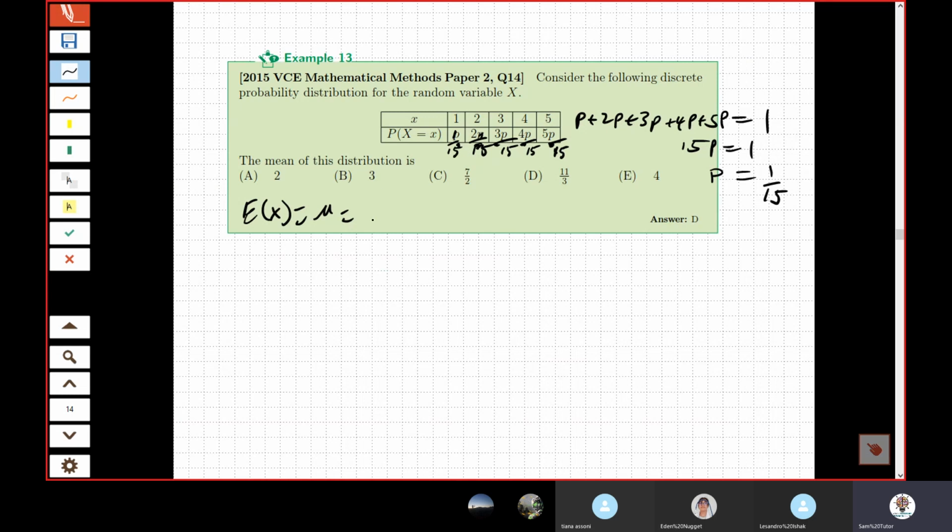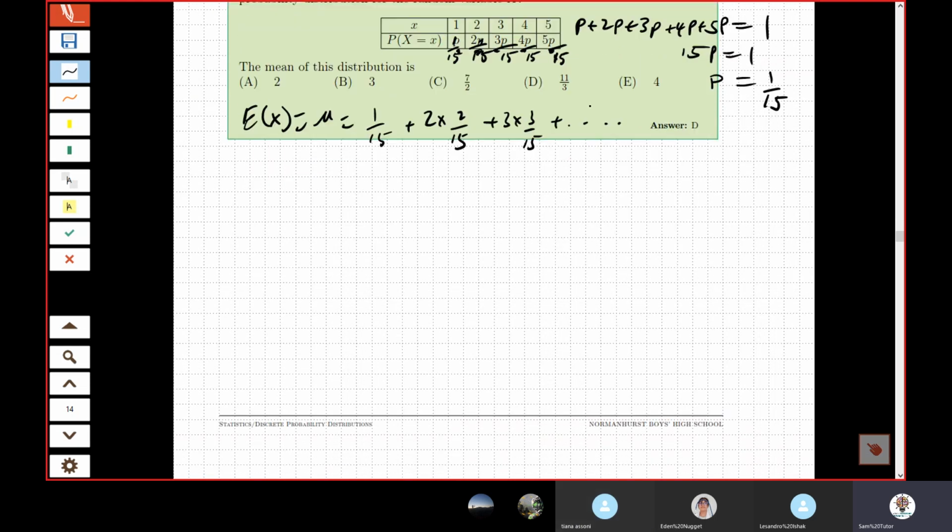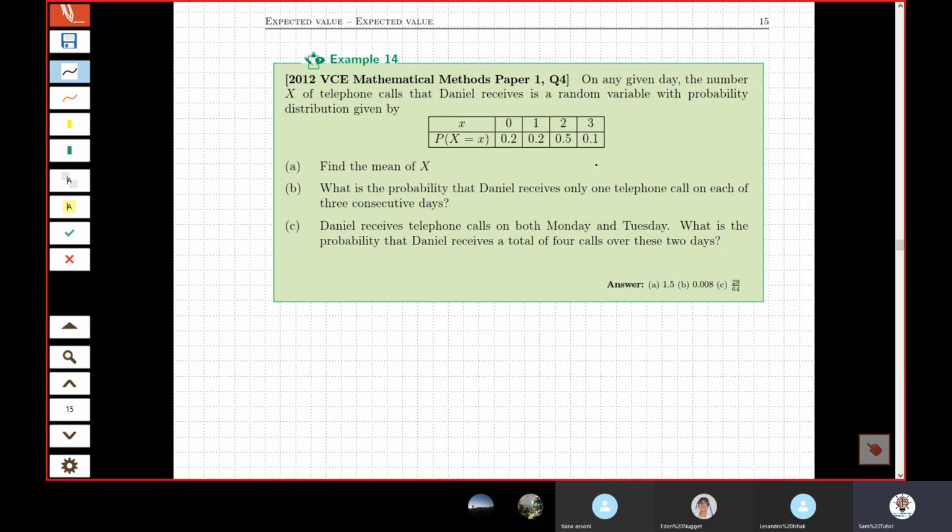To find your expectation, that's very easy. 1 times 1 on 15 plus 2 times 2 on 15 plus 3 times 3 on 15. I think you guys get the idea. After that, the answer should be D. All good? So just keep that in mind. Don't forget your 2 conditions. On any given day, we'll come back to that. It's easy. Find the mean.